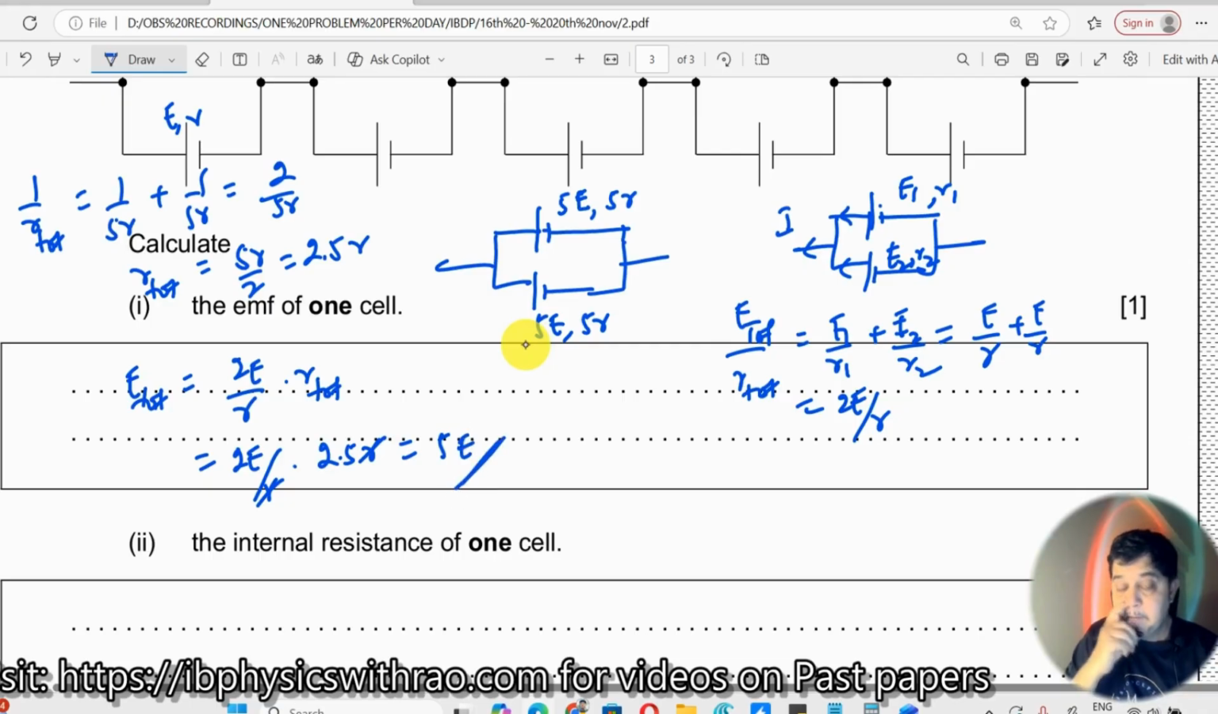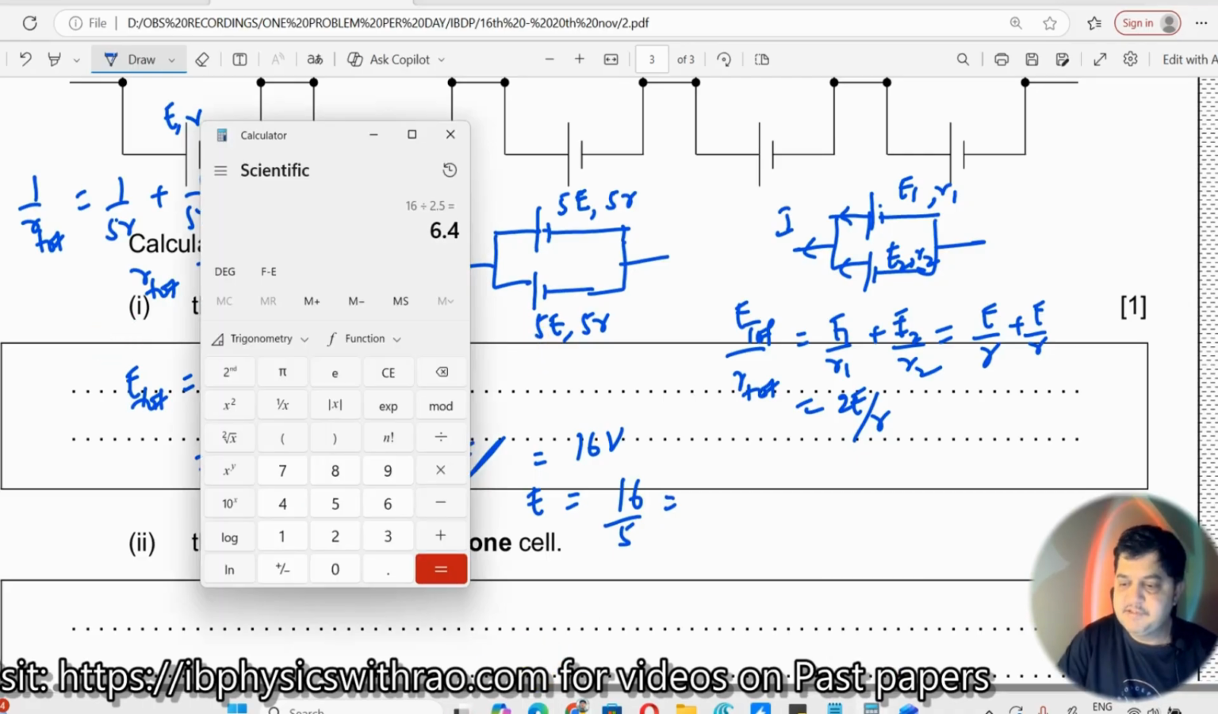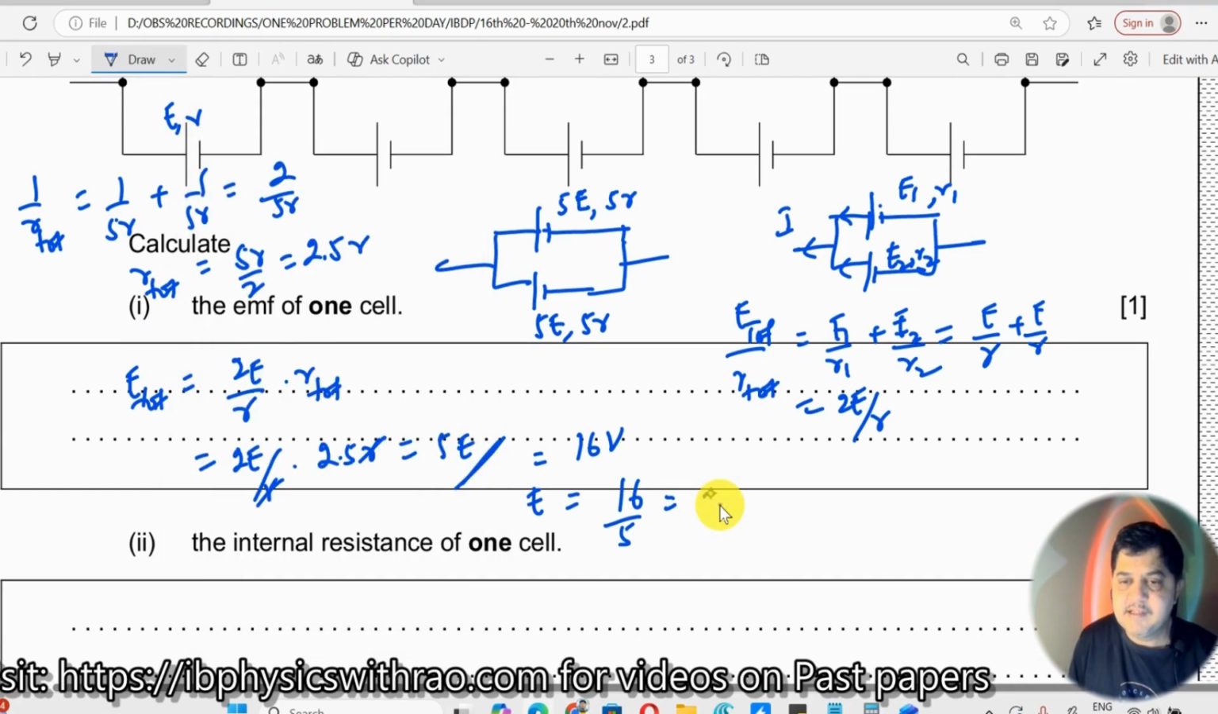5 times E. So what is E given? The entire set of these cells is equal to 16 volts. It is already known to you. So the value of E would be 16 divided by 5. What is the value of 16 by 5? 16 divided by 5 would be 3.2 volts. So the answer is 3.2 volts. Okay. Now let us move on to the next one.